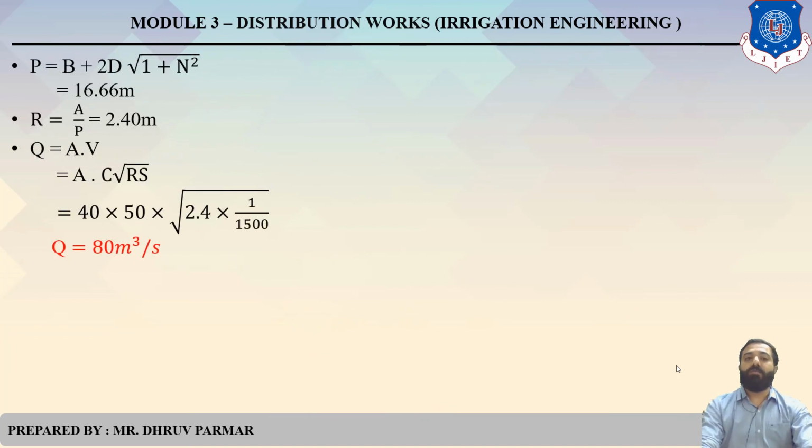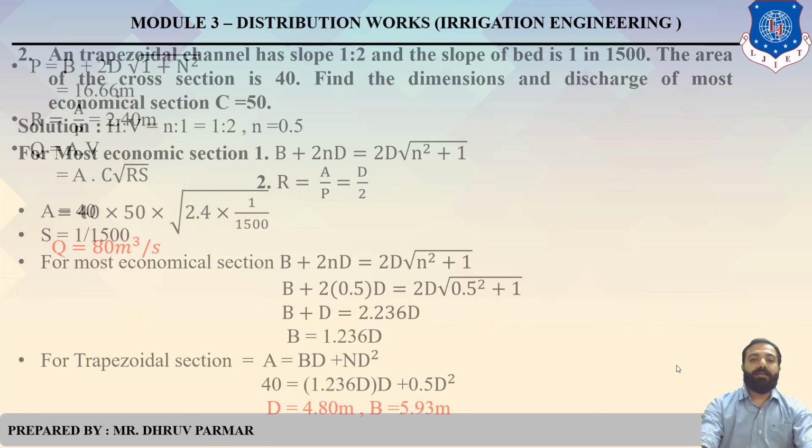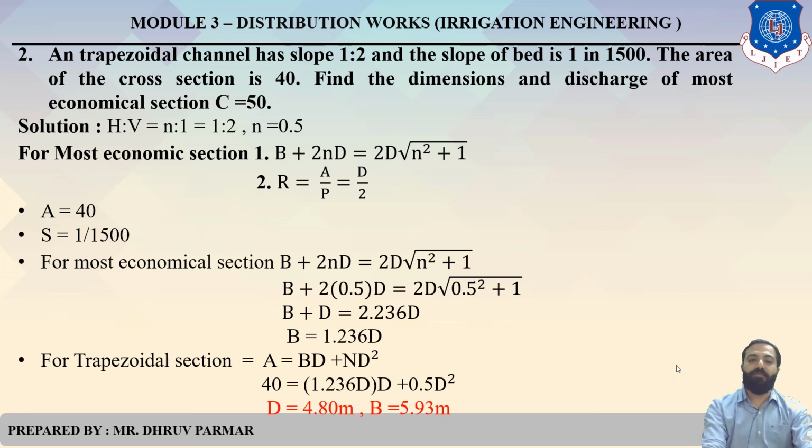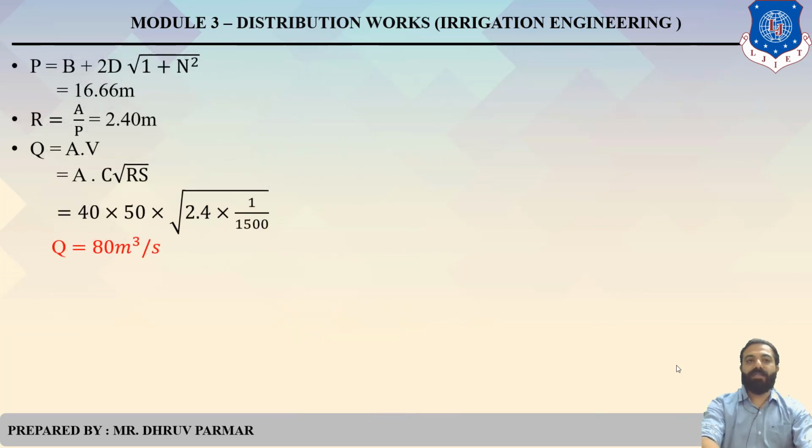So first of all, you find the velocity. How can you find the velocity? Here Chezy's constant is given, so you can choose Chezy's formula, V equals C under root RS. But first of all, you find R. How can you find R? We have the value of D, then divide by 2. 4.80 gives 2.4. Otherwise, you can choose this method: find P, B plus 2D under root 1 plus n², then find R. Clear? Otherwise, you can directly take R equals D by 2. We get 2.4. This is a simple matter.